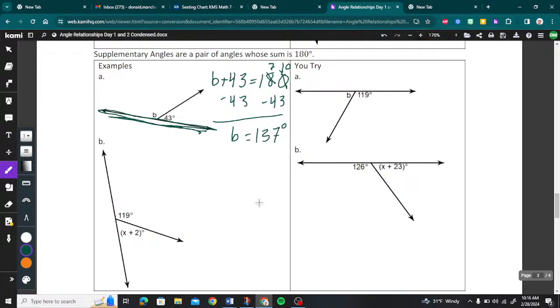137 degrees. Again, we make this a little bit more complicated by adding an expression in here. So we have x plus 2 plus 119 equals 180. We add our like terms. x plus 121 equals 180. We then subtract 121 from both sides, and 180 minus 121 gives us 59.